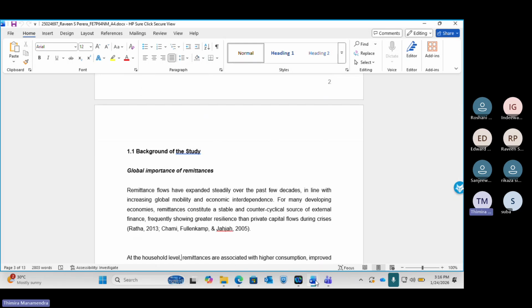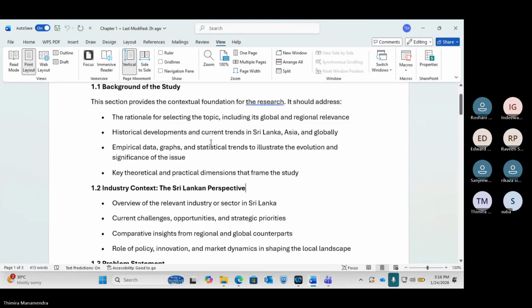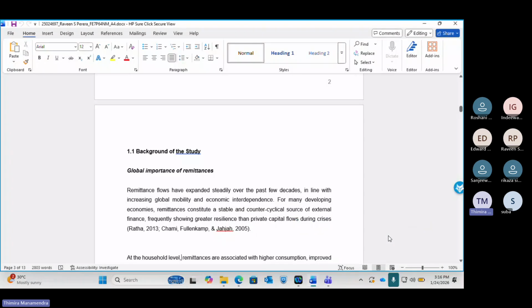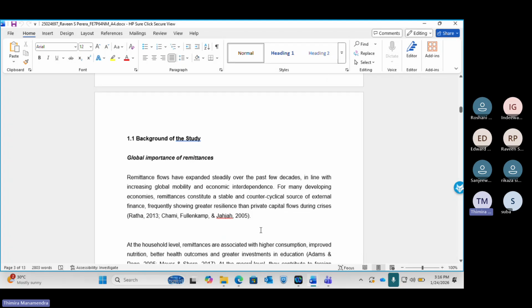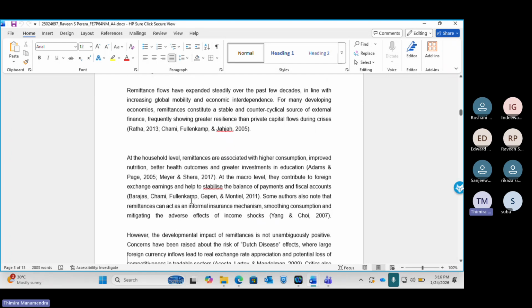Background of the study. Sri Lankan, Asian, global. I'm asking you guys to bring these perspectives. Just see what Ravin has done. Ravin is bringing in the global perspective of his study, and he's also giving certain references about the global one.